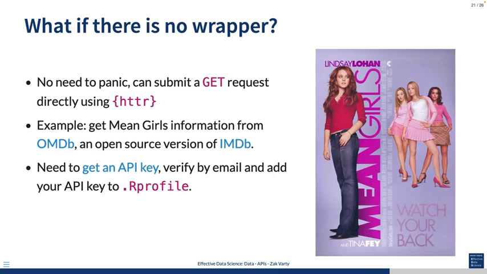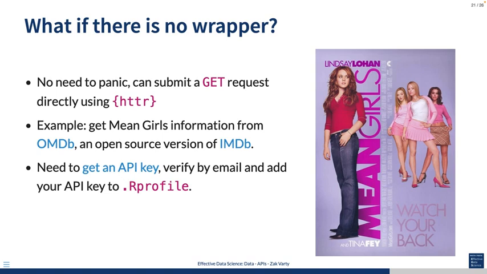Fab. So we've got an example of using an API wrapper to access an API. But what about if we're trying to access an API that doesn't have a wrapper? Well, there's no need to panic here. What we can do instead is use the httr package to submit a GET request to the API directly.